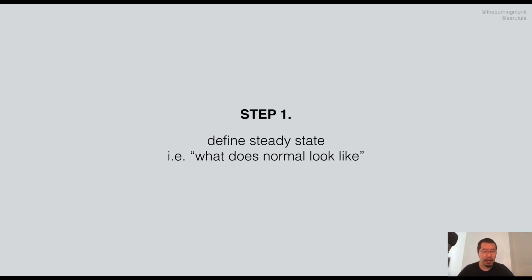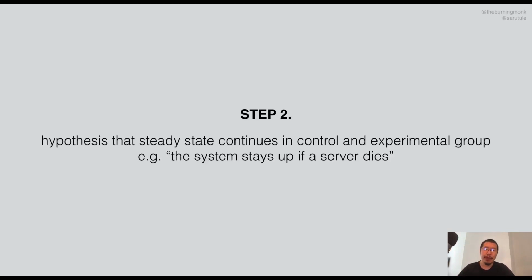For example, normal may look like the 99th percentile latency is below 500 milliseconds, and that there should be less than 10 HTTP errors per hour, or less than 1% of the requests end up with non-HTTP 200 status. And once you know what normal looks like, then you can start to hypothesize what's going to happen if something was to go wrong. For example, if one of the servers dies, or what if DynamoDB starts acting up.